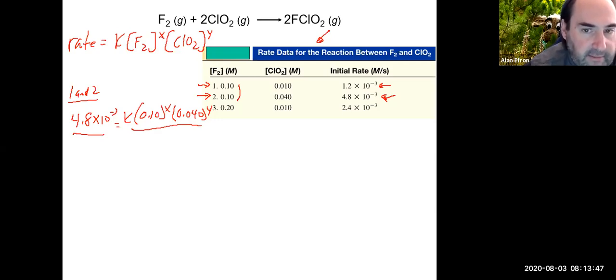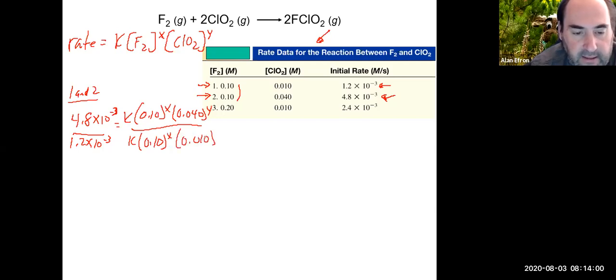I'm going to go to experiment number 1 and put all that information on the bottom, 1.2 times 10 to the minus 3 equals K, 0.1 to the X, and 0.01 to the Y. So this is the setup of the rate 2 over rate 1 formula. And again, you don't want to mix and match. Whatever entry you choose should all go across the top, and everything on the bottom should come from the same entry in the table. So now we can do a little bit of math here.